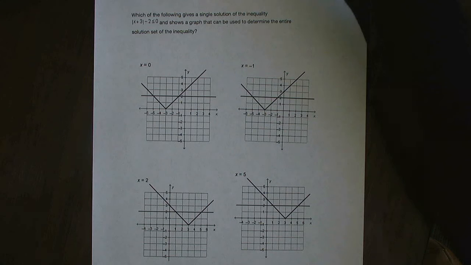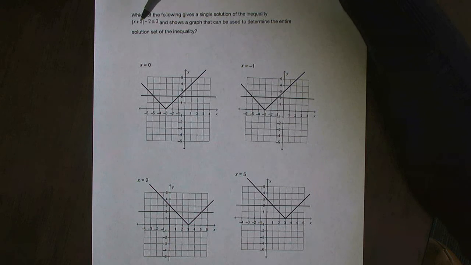Which of the following gives a single solution of the inequality the absolute value of x plus 3 minus 2 is less than or equal to 0, and shows a graph that can be used to determine the entire solution set of the inequality?